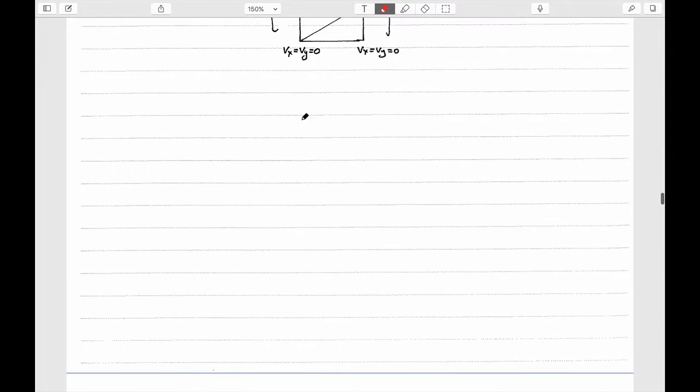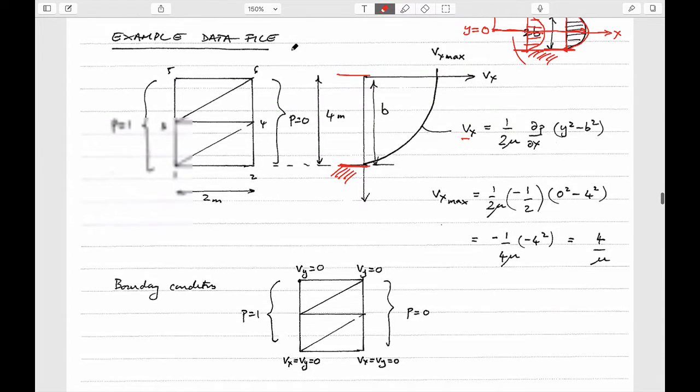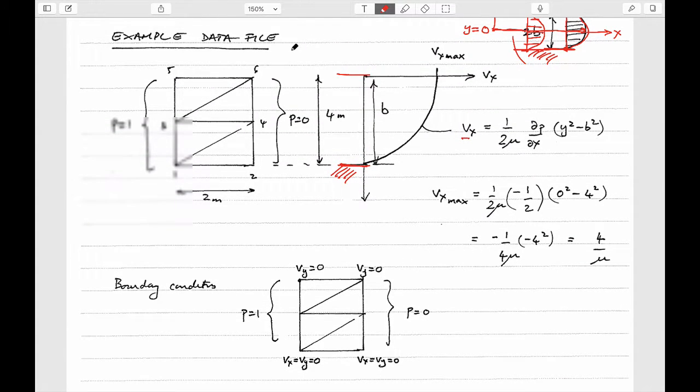I don't know why it gets blurred here. So this is the geometry we're going to solve for.